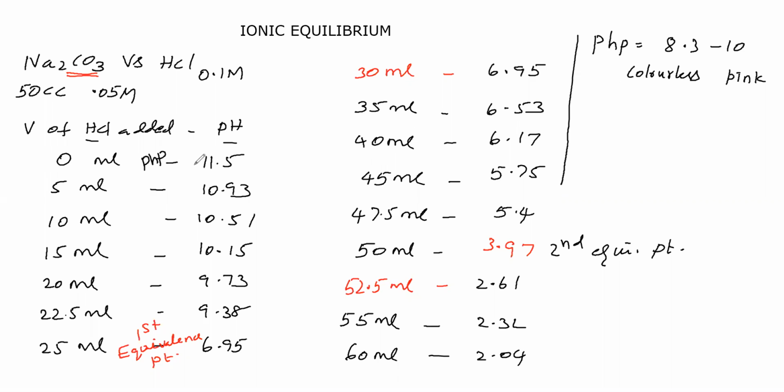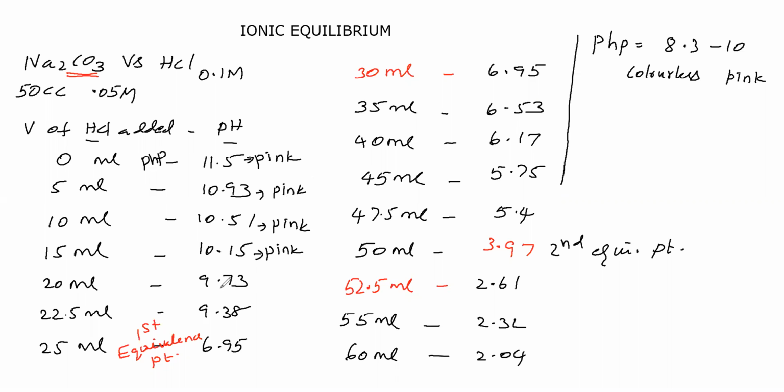As soon as phenolphthalein is added into the conical flask, will the solution remain colorless or become pink? What do you think? Yes, it becomes pink. Let us continue the titration. On adding HCl, the pH is getting reduced. Here pink color will be there, and here also pink color will be there.